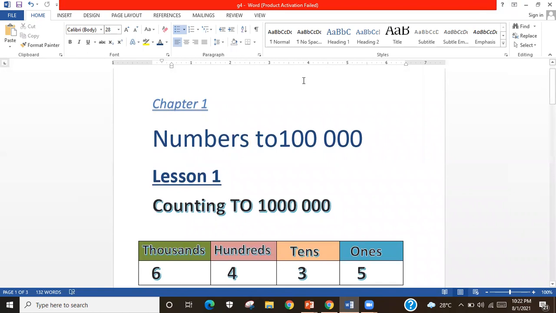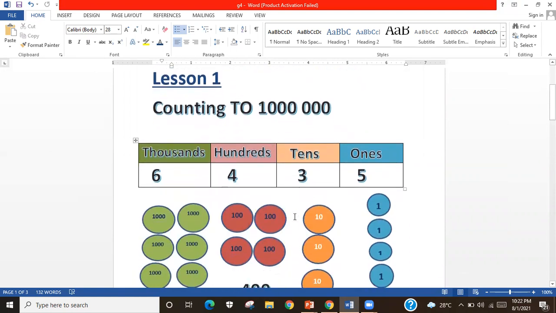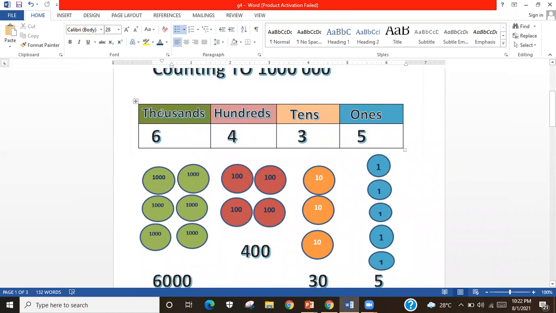So class, now we are going to start Chapter 1, Numbers to 1000, Lesson 1, Counting to 1000. There is a chart. It consists of 4 columns and 2 rows. The first column is thousands, then second is hundreds, third is tens, and fourth is ones.